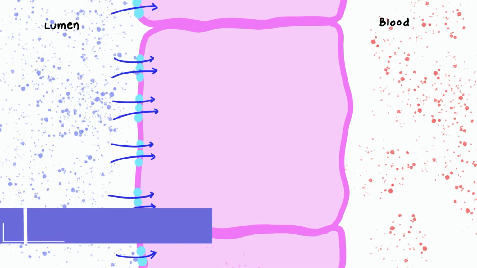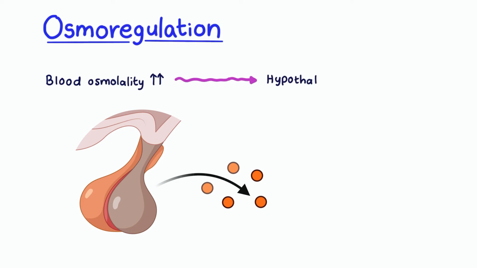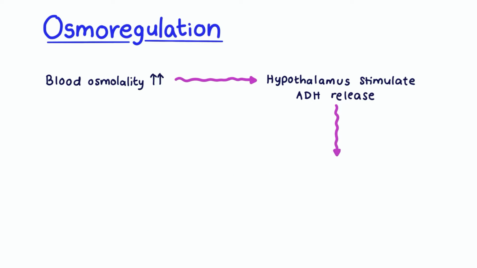ADH also plays a crucial role in osmoregulation, which is the maintenance of the body's internal environment in terms of solute concentration and water balance. When the blood osmolality is high, that means there's a high concentration of solutes in the blood. The hypothalamus senses this change and stimulates the release of ADH. ADH will then go and act on the kidneys to conserve water and reduce urine output, helping to maintain the body's water balance.